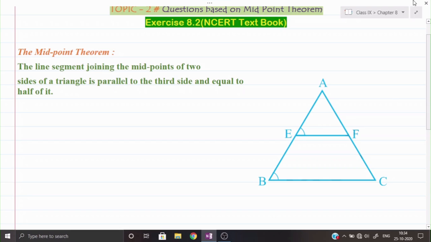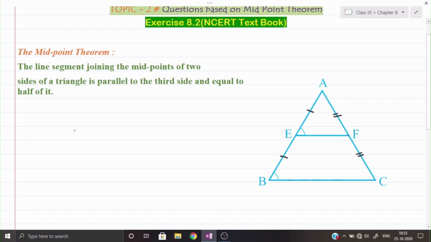The line segment joining the midpoints of two sides. Suppose we are taking two sides of a triangle, side AB and side AC. They are saying take two sides, so we have taken two sides AB and AC. Now on these two sides we will have the midpoints. Suppose E is the midpoint of AB and F is the midpoint of AC. E is the midpoint of AB means the length of AE and the length of BE will be equal. In the same way, the length of AF and the length of CF will also be equal. So these two midpoints we have given.